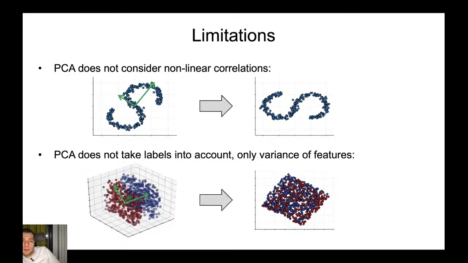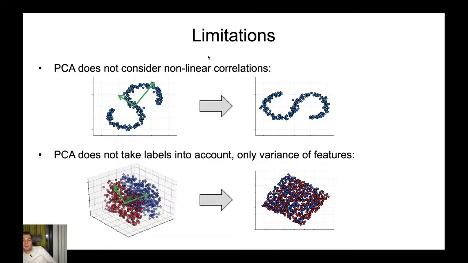Okay, so what are the limitations of PCA? The first limitation is that it doesn't take into account nonlinear correlations. So this data set is transformed, let's say, in this. The first dimension will be this one. If you want to project these data points into a single dimensional space, all the data points will be projected on this line. And here maybe a solution could be to use autoencoders.